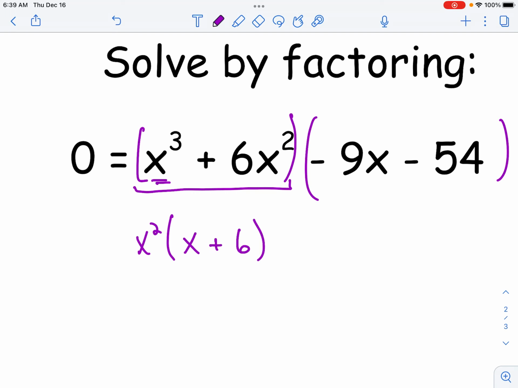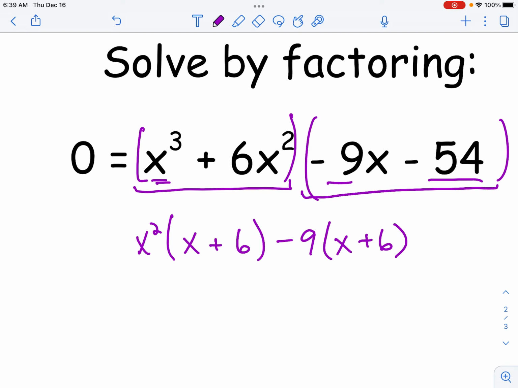On the other set of parentheses, the negative 9x minus 54, we can pull out both of these numbers. Negative 9 and negative 54 are divisible by negative 9. So we can pull out a negative 9. And then basically what you're doing is you're dividing everything by negative 9. So what's left over is x. And then negative 54 divided by negative 9 is positive 6.